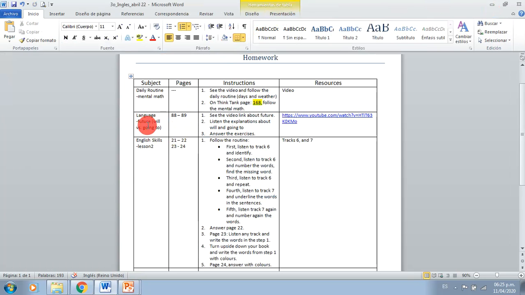Let's continue. Language, future. We have two different futures, will and going to. So first, see the video because the video is going to explain to you a lot about these two different kinds of future, because yes, we have two types of future. I can say, I will help you, or I will go to the cinema with my friends this Friday. Okay, so when you check the video, go to page 88, please, and 89.